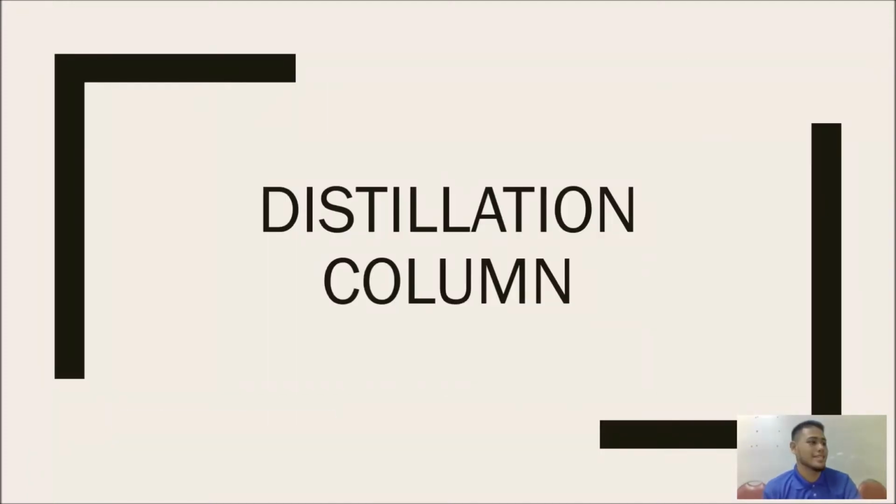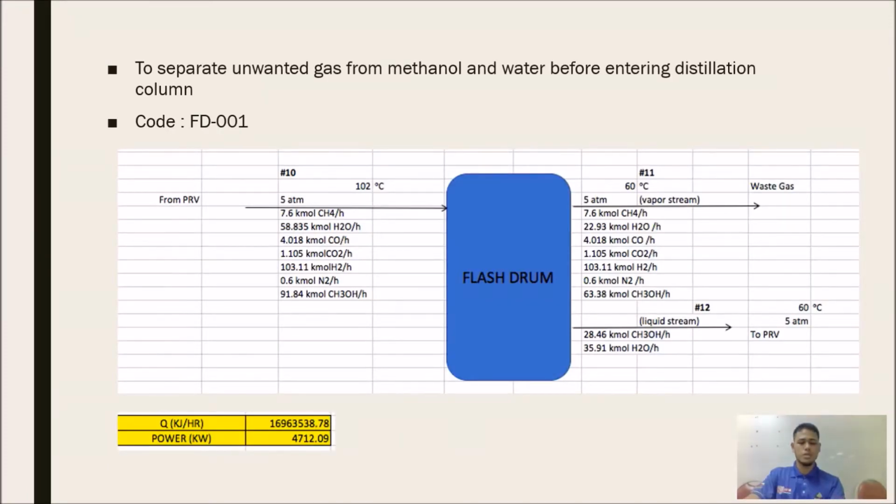Before this we used an absorber, but in this plant we replace it with a flash drum, because the absorber is quite complicated, and it's also expensive and highly costly. We need to spend a lot of money. So we prefer the flash drum, which is easier to proceed to the next unit.